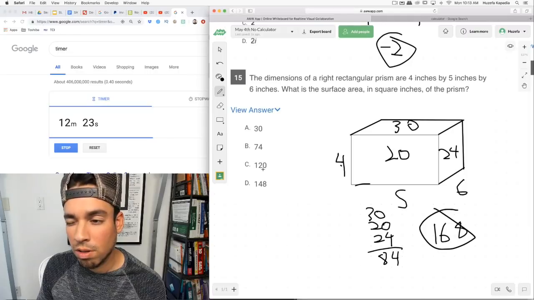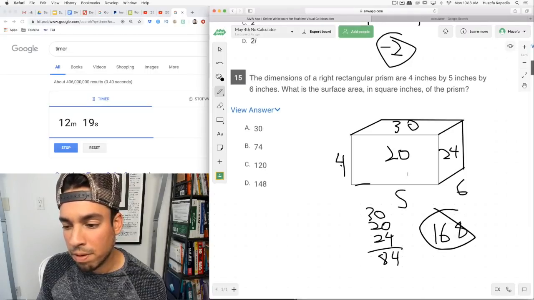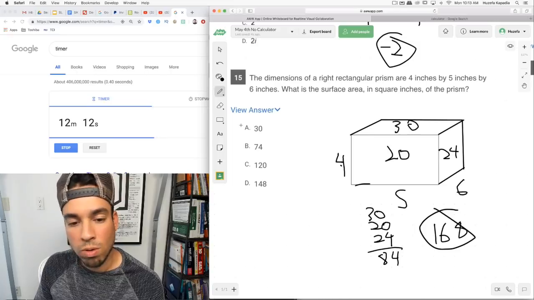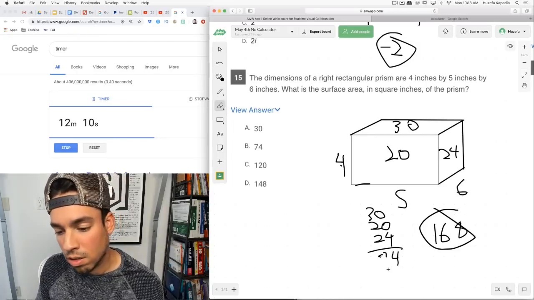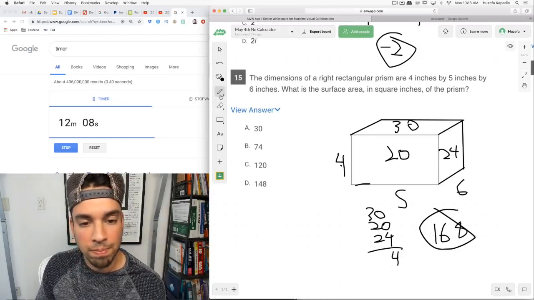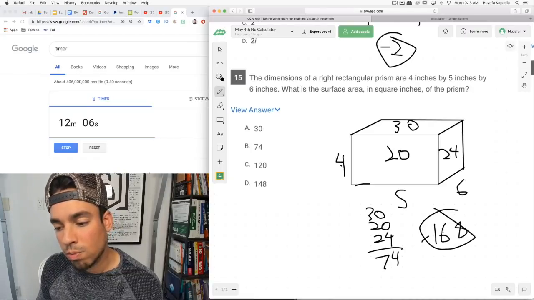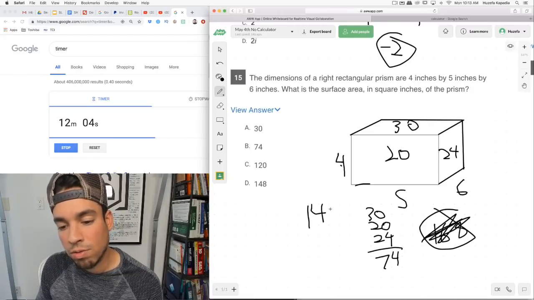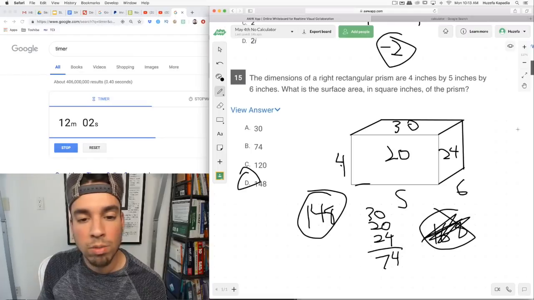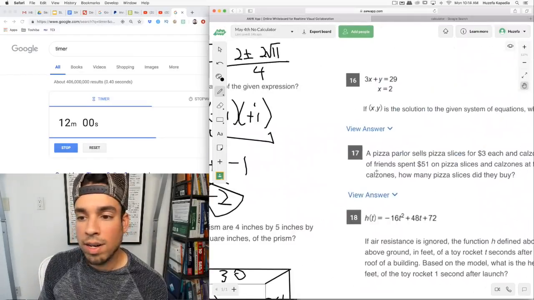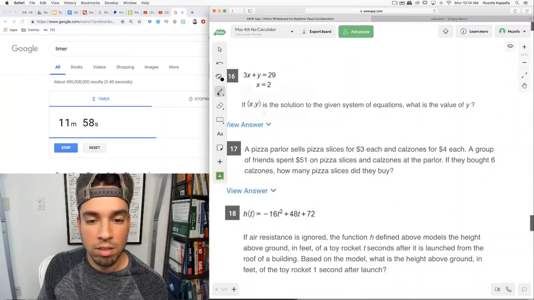What did I do? I messed up. It's 4 inches by 5 inches. 60, 70. Oh, oops. 74. What am I doing? Oh, my God. All right. So doubling that is 148. Boom. There we go. All right, next, 16 is this guy.